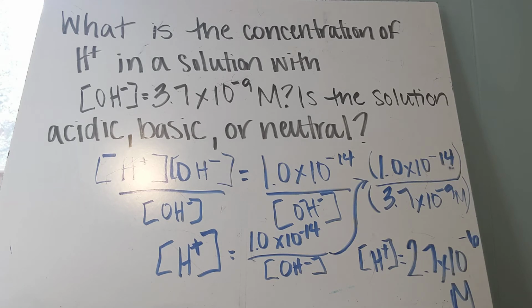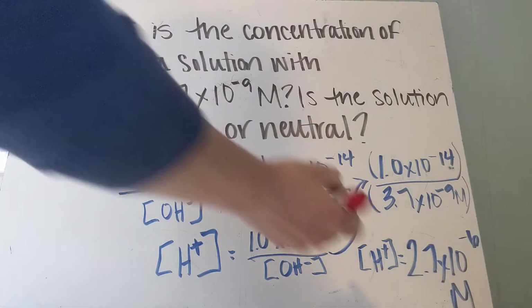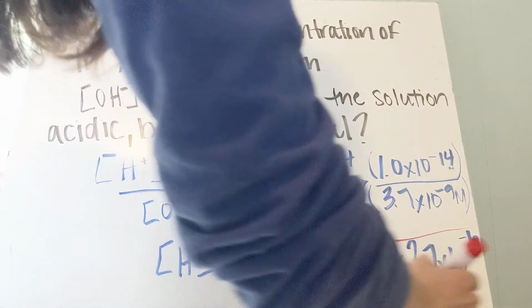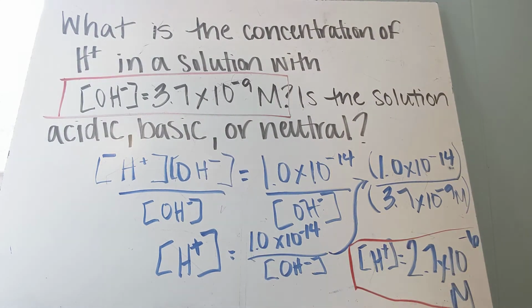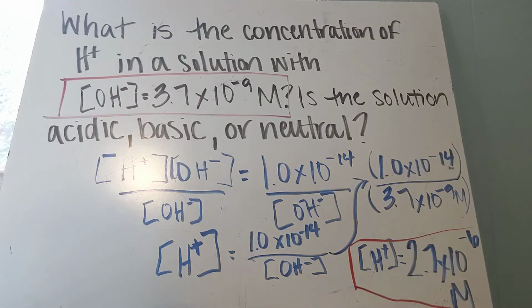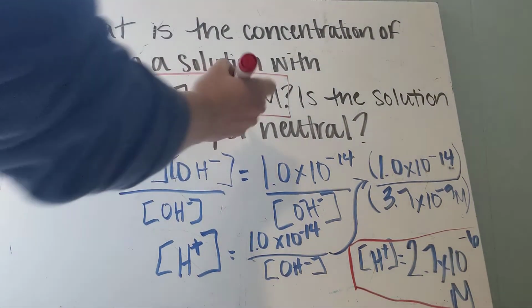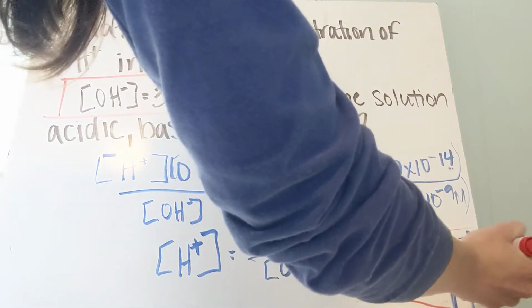So we need to remember back to our previous video. Do we have more H plus or OH minus? So H plus is given right here. That was our answer. OH minus is right here. So which one of those is a larger number? I want you to remember that 10 to the negative 9th is a smaller number than 10 to the negative 6th.